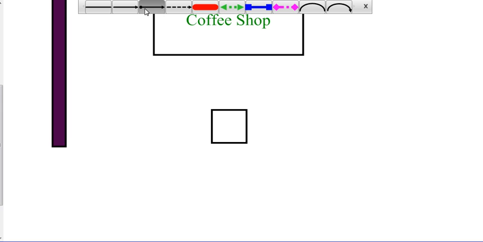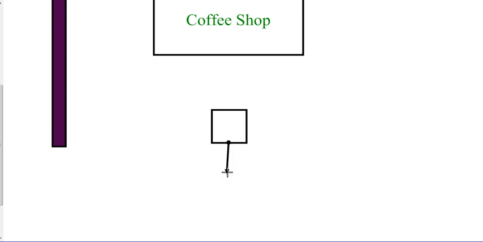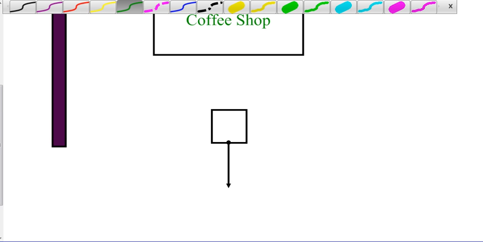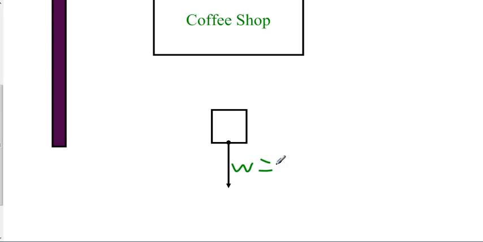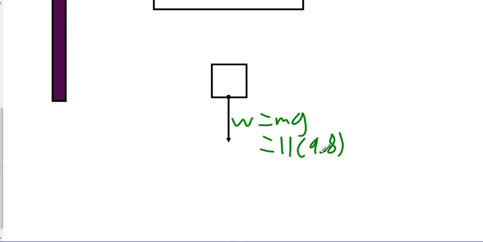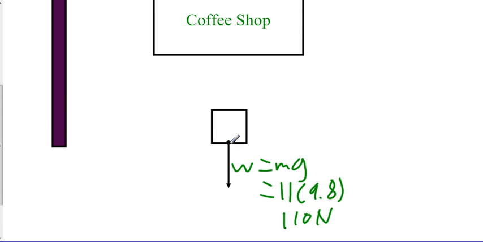One of the first vectors that we typically want to try to remember to put on is our gravitational vector. And this vector is going to be the weight, which is going to be equal to the mass times gravity, which is equal to 11 times 9.8. 11 is the mass, 9.8 is the gravitational acceleration, and this is going to be equal to 110 newtons. So we know we have a 110 newtons going down.